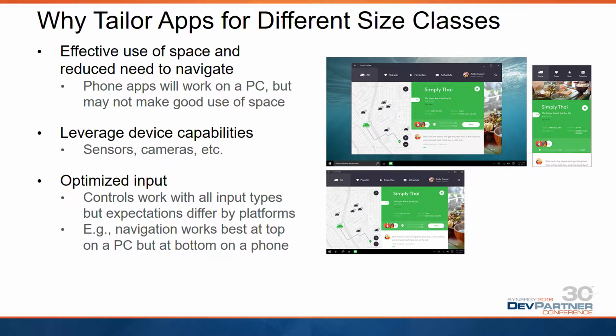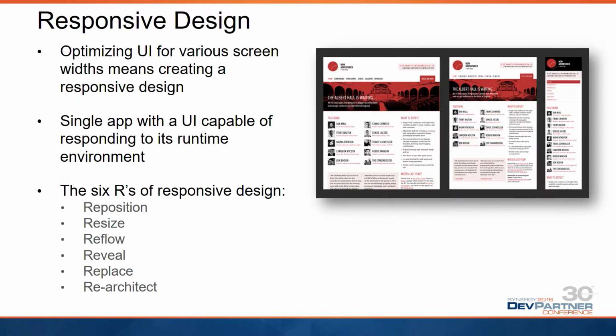Also, some devices might have sensors and cameras and so on that you want to take advantage of, and some may not. So you might need to take care of designing for different platforms and different capabilities. The best way to go about that is through something called responsive design. This is something that in WPF could be quite a challenge, but the UWP platform provides quite a few nice little tools that really make this quite a bit easier.